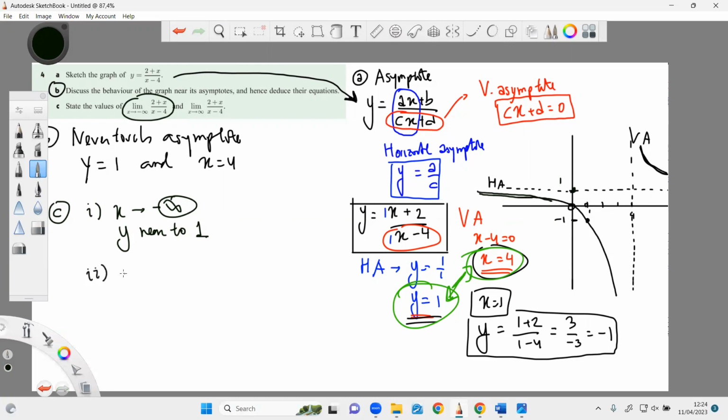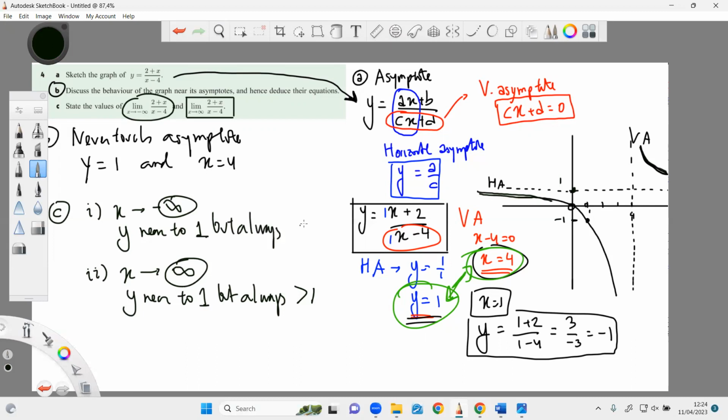Part 2. When x goes to positive infinity, it will reach 1 also, but always above. This also, but always less than, right? Below 1. Cannot be more than 1. That's the formula of question 4.